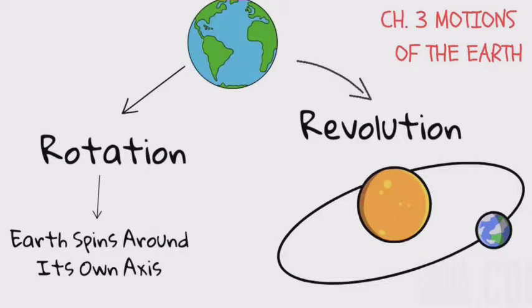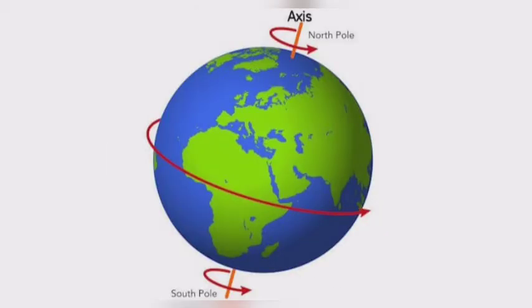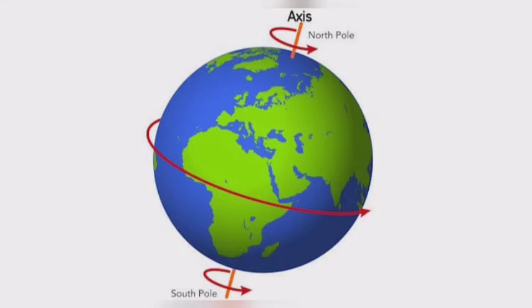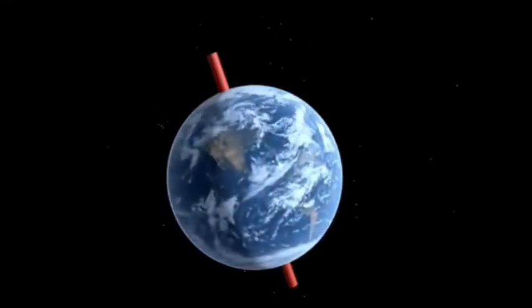Let's see what is rotation. The earth spins like a top on its axis all the time. Do you know what is top? Pambaram. Axis is an imaginary line passing through the center of the earth. The spinning of the earth on its axis is called rotation. The earth spins from west to east.